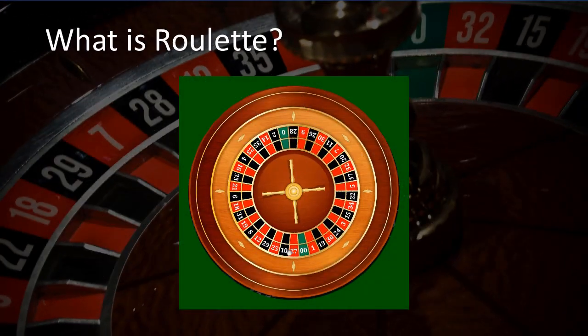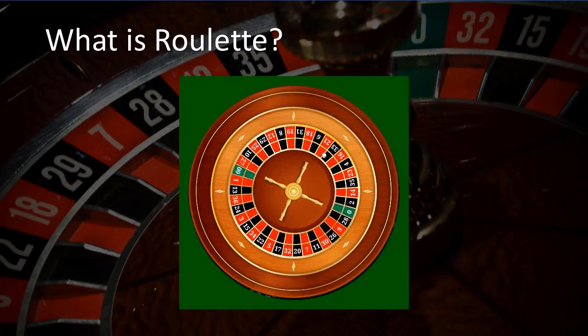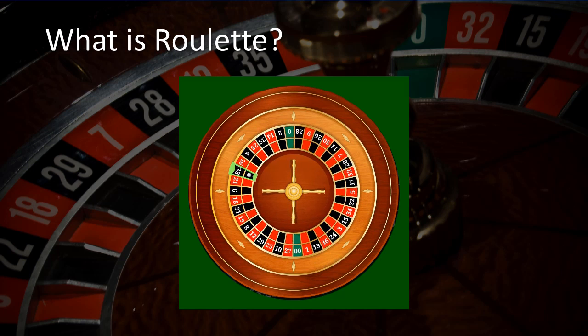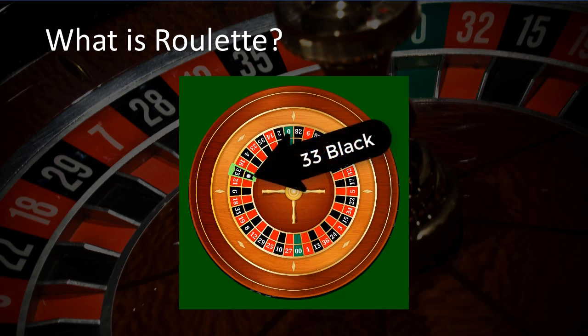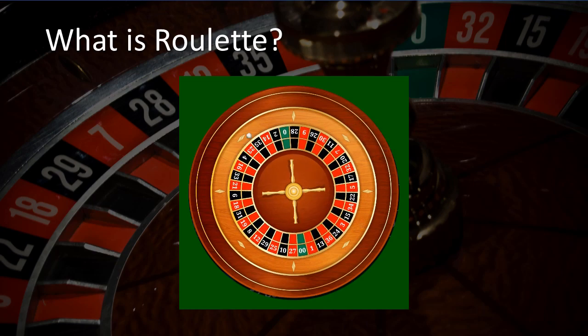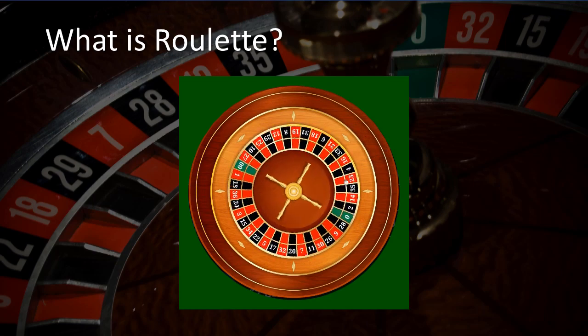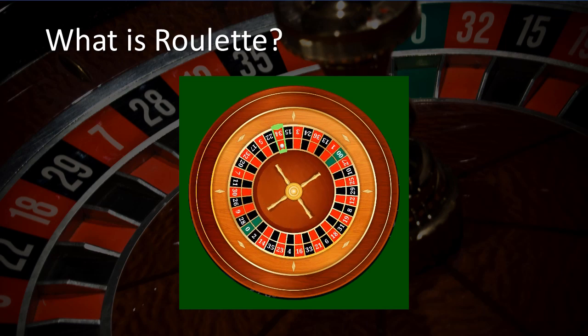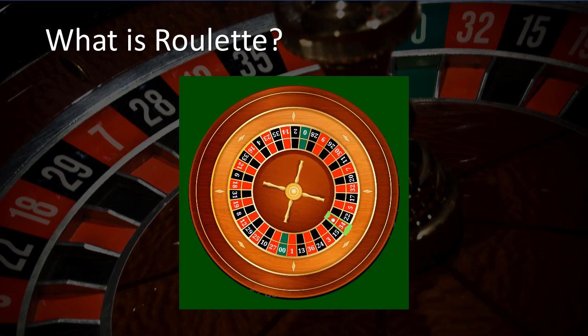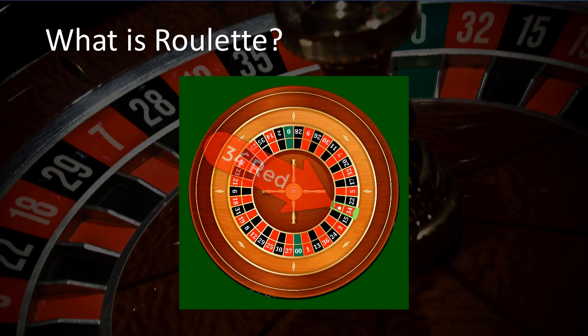As you can see, the white ball travels in a track around the spinning wheel and ultimately falls into one of the numbered pockets. In this first example, the winning number is 33 black. Let's see another example. As you can see, the result of this second round is 34 red.